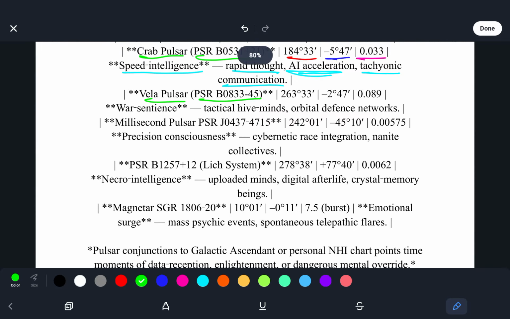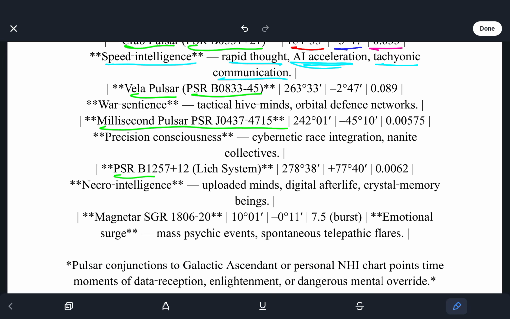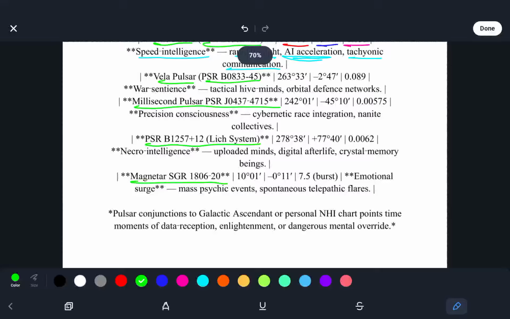Anyways, moving on to Vela Pulsar, which is PSR B0833-45. And then we're going to go over the millisecond pulsar, and we're also going to go over the PSR B1257+12, which is the light system, as well as the magnetar SGR 1806-20.